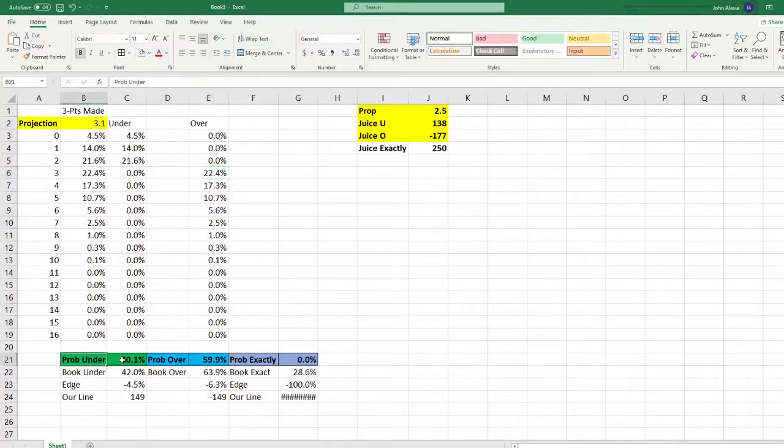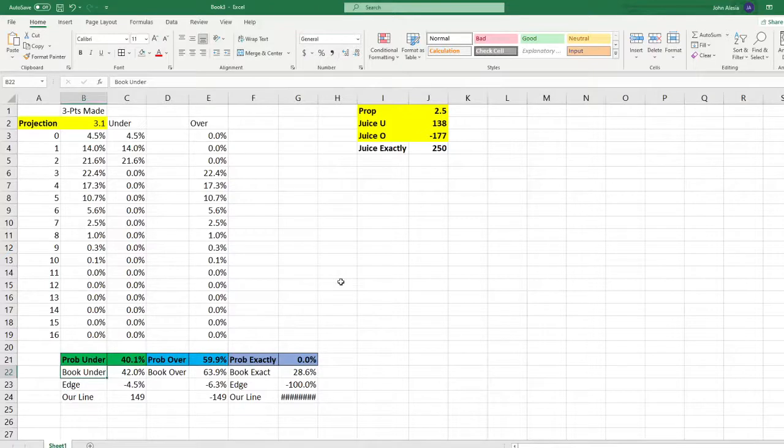Now in green here, we have the probabilities combined of 0, 1, and 2 for this one, which adds up to 40.1%. And then we're adding up all of the over percentages, and that will equal 59.9%. Now on a prop that is 2.5, a non-integer, we should equal 100% because this prop is going to win or lose. There's no chance of a push. And as you can see here, 59.9% and 40.1% do equal 100%.